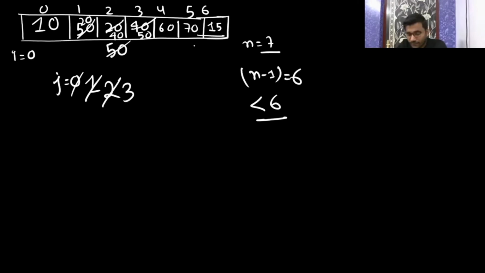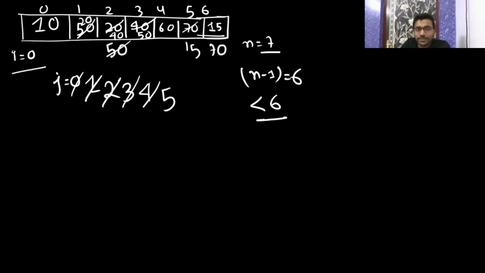Smaller than 6 is 5. Is 50 greater than 60? No. Then increment j, is it smaller than 6? Yes. 60 and 70, is it greater? No. Then 5. 70 and 15, is it greater? Yes, 70 is greater. So 15 will be here and 70 will be here.